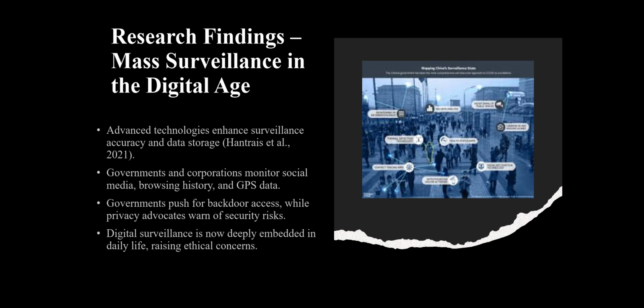So here are my research findings. Again, advanced technology enhances surveillance accuracy and data storage. Governments and corporations monitor social media, browsing history and GPS data. Governments push for backdoor access while privacy advocates warn of security risks. Digital surveillance is now deeply embedded in daily life, raising ethical concerns.